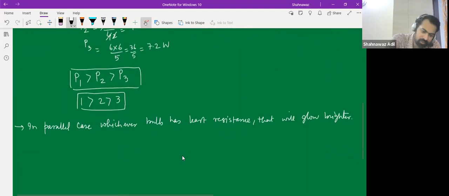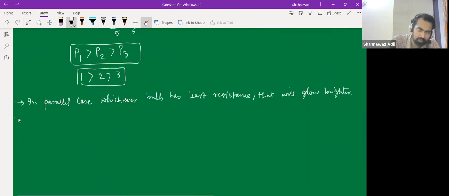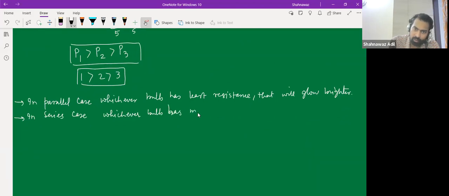So in the series case, whichever bulb has the most or highest resistance will glow brighter.